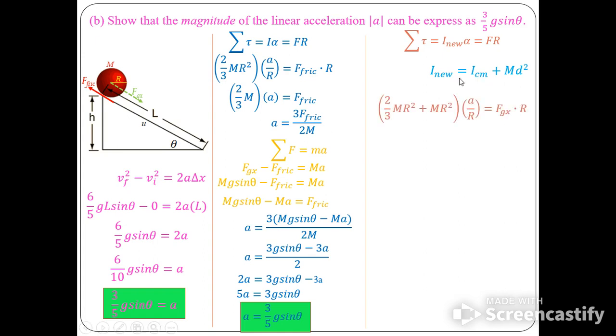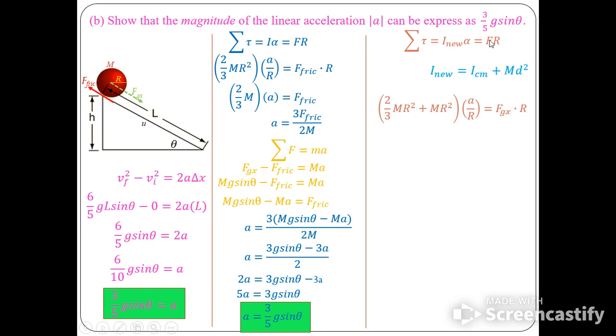ICM for a hollow sphere is 2/3 mr squared plus m, which is the function there. And then again, I can replace D, the distance shifted, by R, because it did shift a distance of R from the center of the hollow sphere to the surface of the incline. It's the distance of R. And then I can go ahead and just replace alpha with a over R.